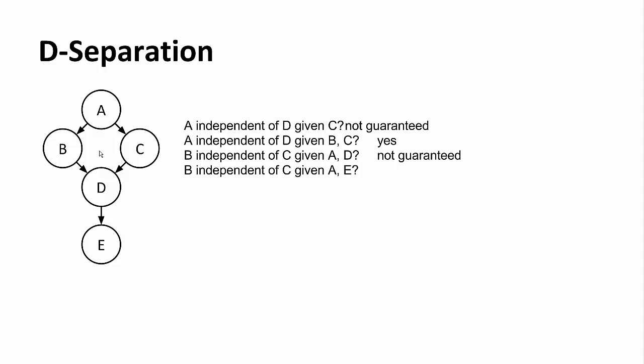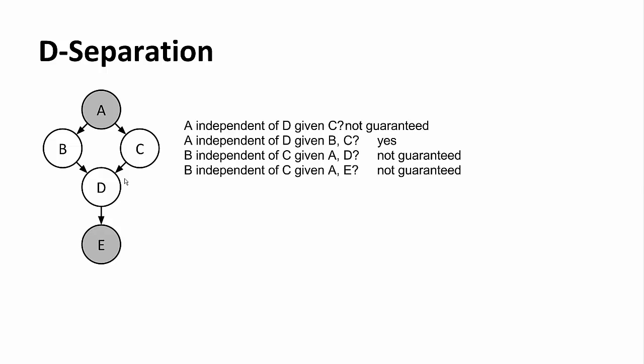Next one, is B independent of C given A and E? Okay, so now instead of D being shaded, we have a child of D. And if you recall from the D separation slide, if any child of D is shaded, that means the triple B, D, C is active. So here we have an active path from B to C through D, and so we are again not guaranteed that it's independent.